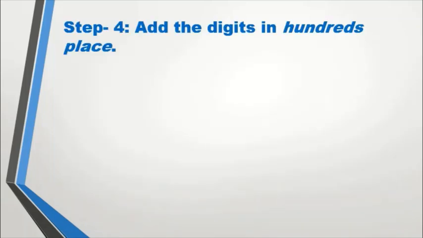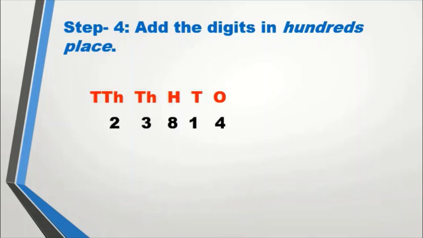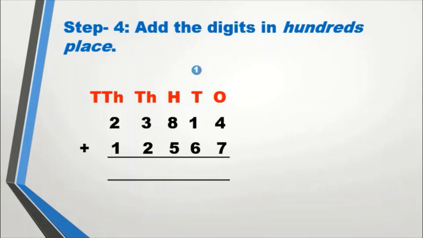Step 4. Add the digits in the hundreds place. And what are the digits in the hundreds place, children? Those are 8 and 5. Do we have any carryover numbers here? No. So 5 plus 8 is 13. Write 3 in the hundreds place and carry over 1 to the thousands place.